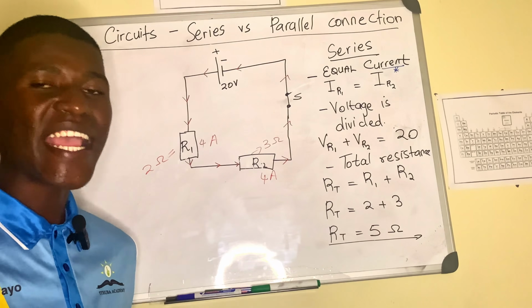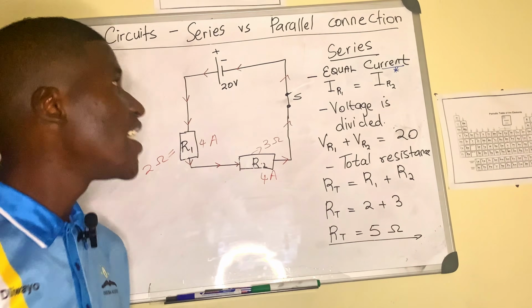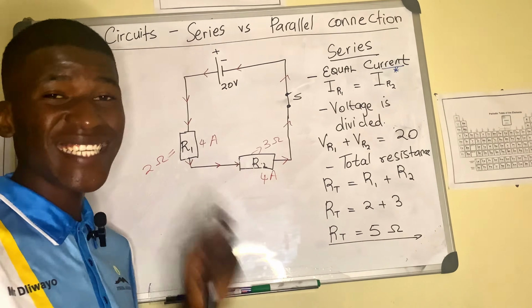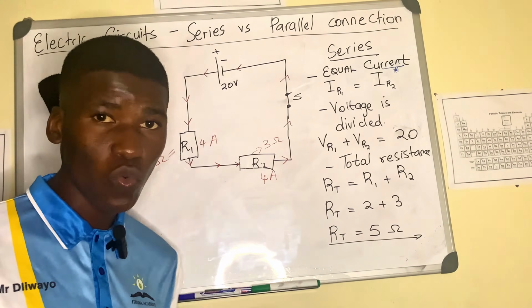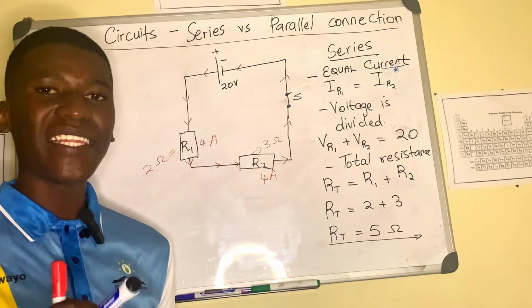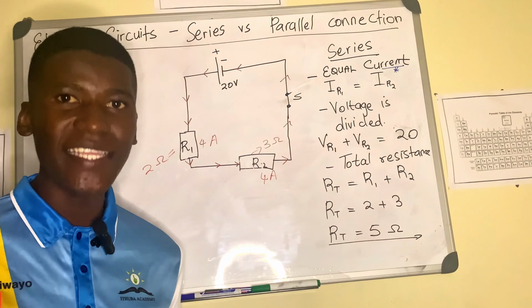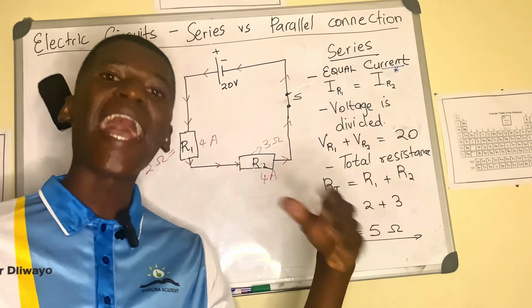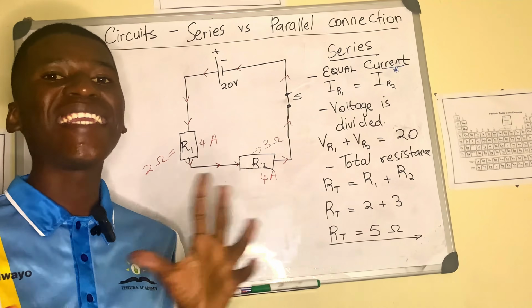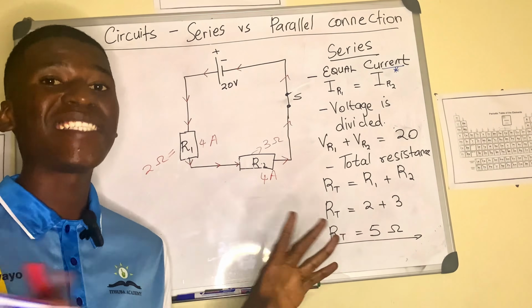I repeat again, the voltage is divided. So it means if I give you 20 volts initially there, that 20 volts will be divided to R1 and R2. It doesn't necessarily mean that it will be divided equally. It depends on the resistance. We'll still see how that depends on the resistance, but it doesn't mean it's divided equally.